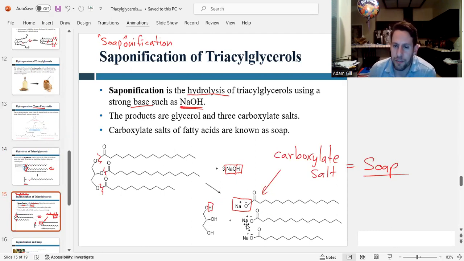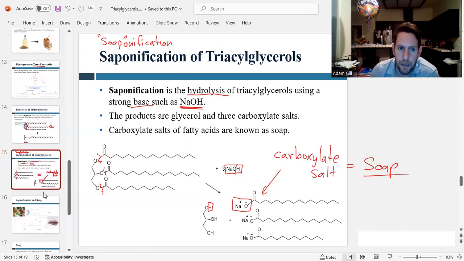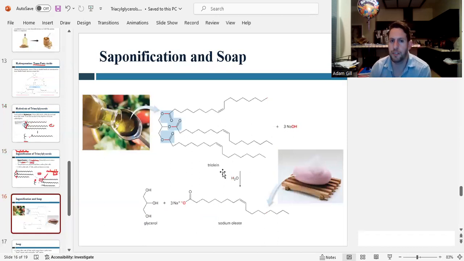And we get our three soap molecules and glycerol. Glycerol floats, and you can skim it off the top, and then you just leave behind the fatty acid salts. And so here's an image showing you taking olive oil, which would be something like this. You get your three sodium hydroxides. We're going to cut the esters. We get the glycerol and the three soap molecules, which will harden and turn into a bar of soap.